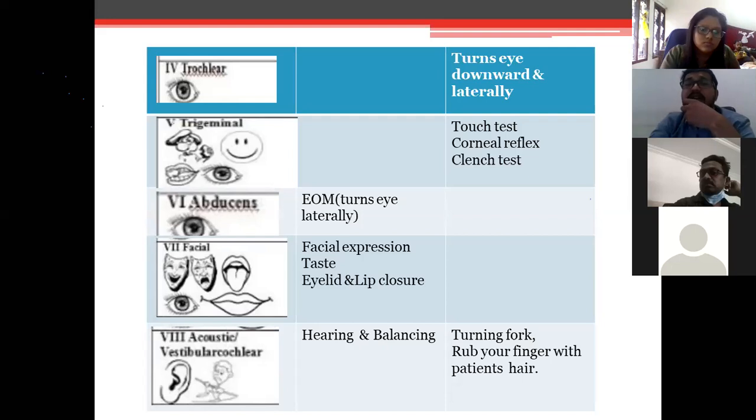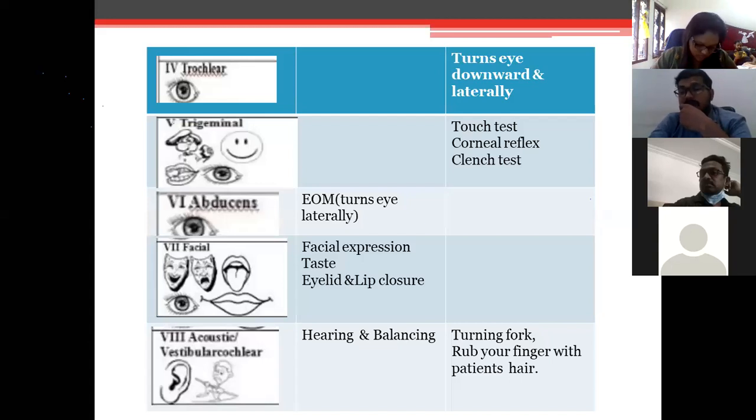And the corneal reflex is also a sensory test to check the trigeminal nerve. To check it, you just take a cotton and touch the cornea. What happens is it will reflect, and the patient will close the eye. If the reflex is there, that means the sensory test is good.